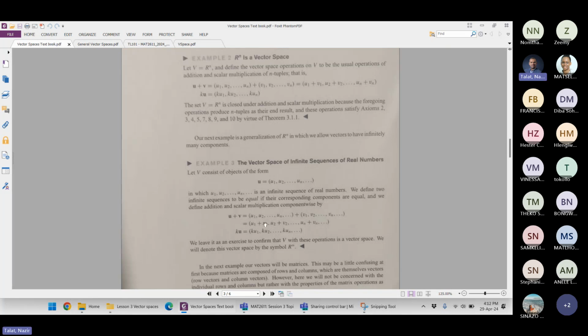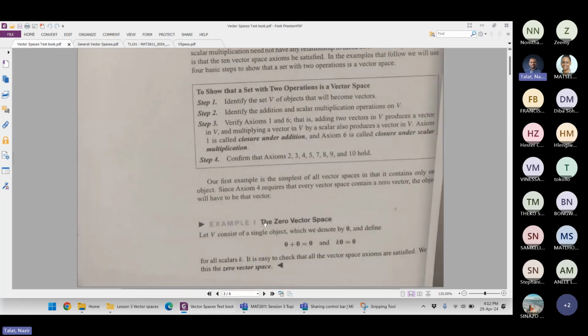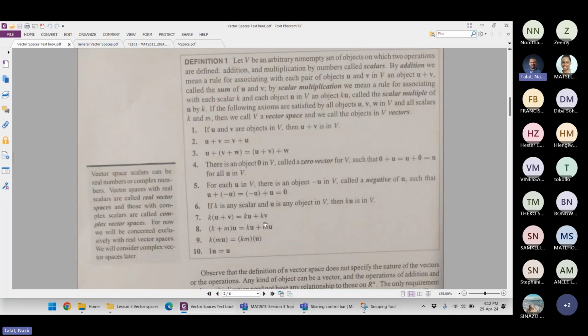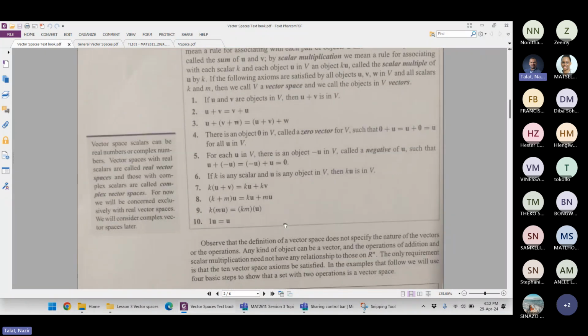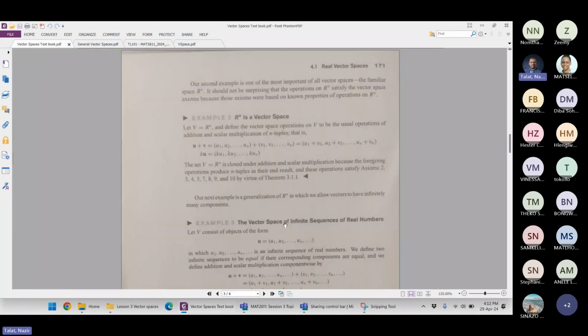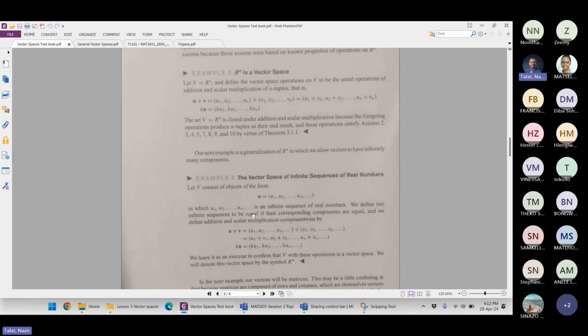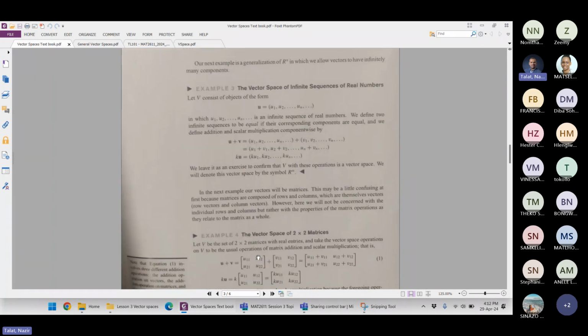And one can check that properties 1 to 10 are easily satisfied in a sequence space. For example, if you have a sequence like 1, 2, 3, and so on, and on the other hand we have -1, -2, -3, and so on, then if you add them, the answer will be 0, 0, 0, the zero vector, which also belongs to that space. And one times u is equal to u, again the same vector.